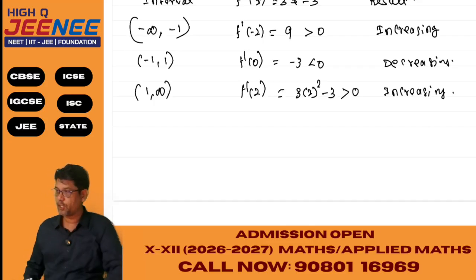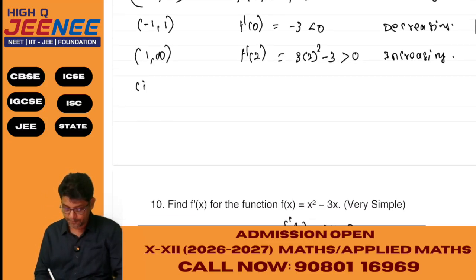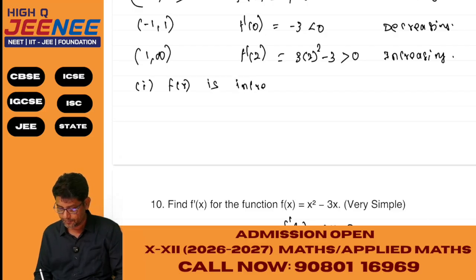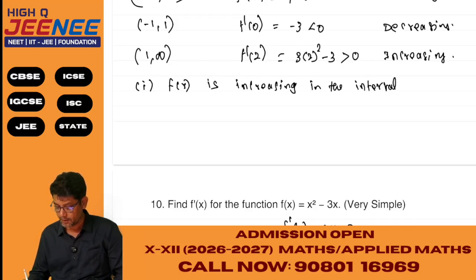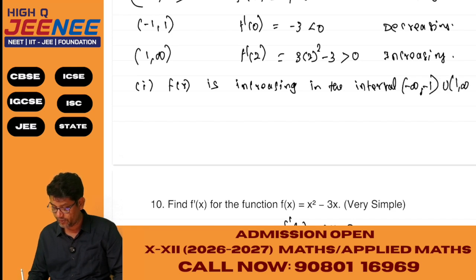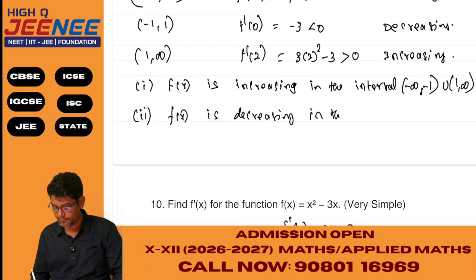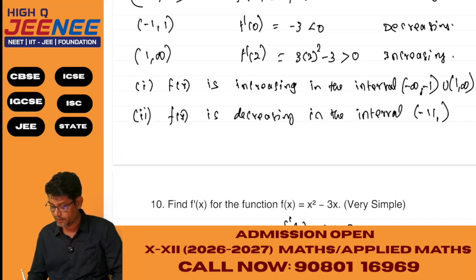So now the final answer is to be written, right? So first, f of x is increasing in the interval minus infinity, comma minus 1, union 1, comma infinity. Next, f of x is decreasing in the interval minus 1, comma 1. Is it correct, all of you?